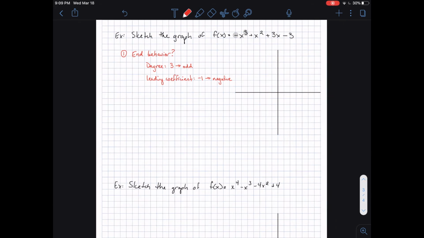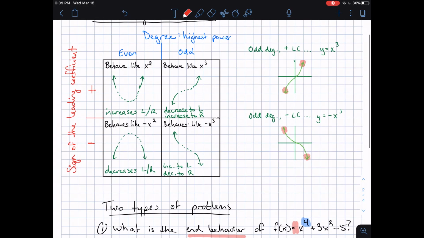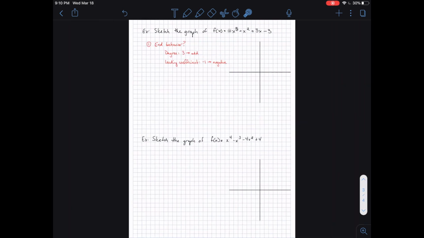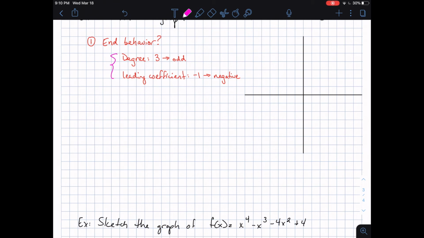So I have an odd degree and a negative leading coefficient, and if I go back to my table, odd degree, negative leading coefficient puts me in this box down here. Tells me I'm going to increase as I move to the left and decrease as I move to the right. I'm moving from high to low. So we're going to write that down. It might not be useful right away, but it will be useful later, even if I just draw the sketch of what the picture looks like.